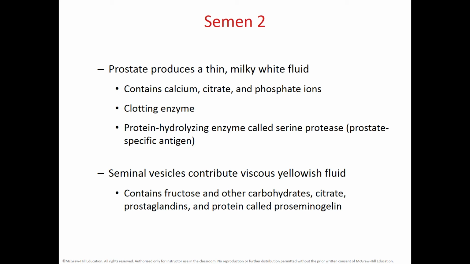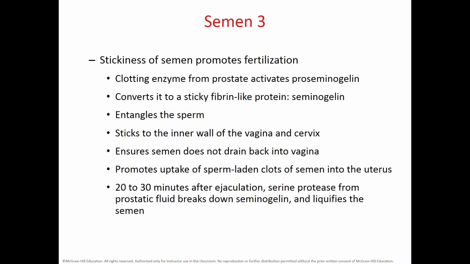Contents of the prostatic fluid: it has calcium citrate, phosphate ions, and a clotting enzyme. It also has prostate-specific antigen, which is a serine protease. And the fluid of the seminal vesicles is viscous and yellowish, and it has fructose, other carbohydrates, citric acid or citrate, prostaglandins, and a protein called proseminogelin.